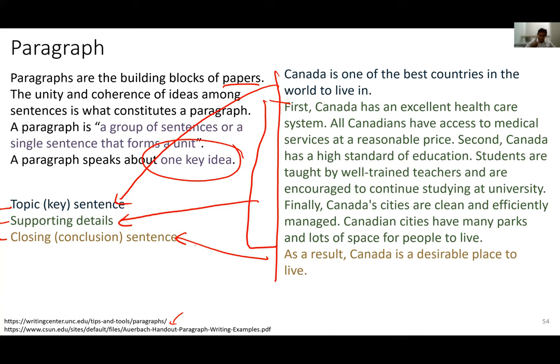Now, once you read this, do you agree with the first argument that Canada is one of the best countries in the world to live in? When you think about it, of course you have to agree, right? This is true. If they have a good healthcare system, and if the environment is nice, and if the schools are good, what else do you want? So as a result, Canada is a desirable place to live. So this person concludes. This is a very simple paragraph, not complicated, just to show you the structure of this. I know most of you did this.